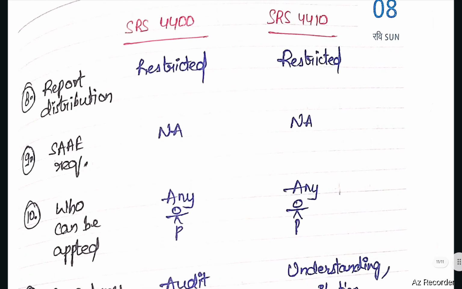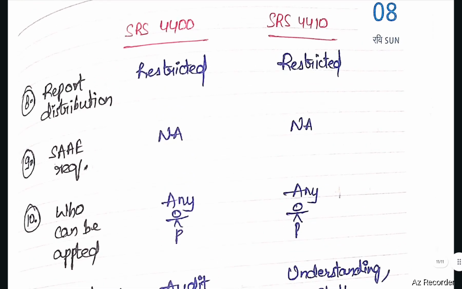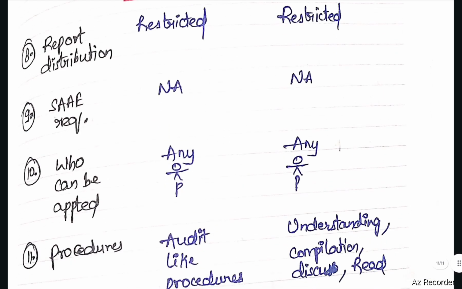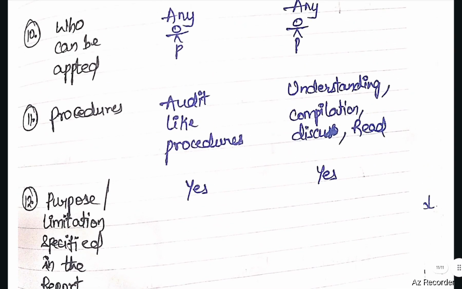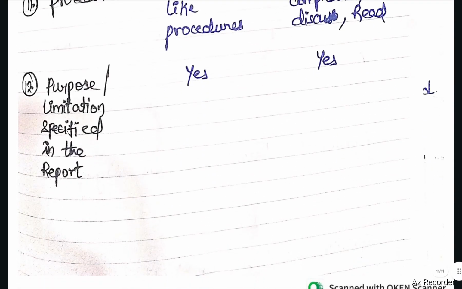Whether sufficient and appropriate evidence is required to be obtained in case of SRS 4400 or 4410, the answer is no. Who can be appointed? Any person can be appointed for doing that engagement, not an audit but a review purpose, for both SRS 4400 and 4410. Procedures: audit-like procedures as per SRS 4400; as per SRS 4410, we need to do understanding, compilation, discuss, and read. Purpose or limitation specified in the report: in both cases, SRS 4400 and 4410, the purpose or limitation will be specified in the reports.